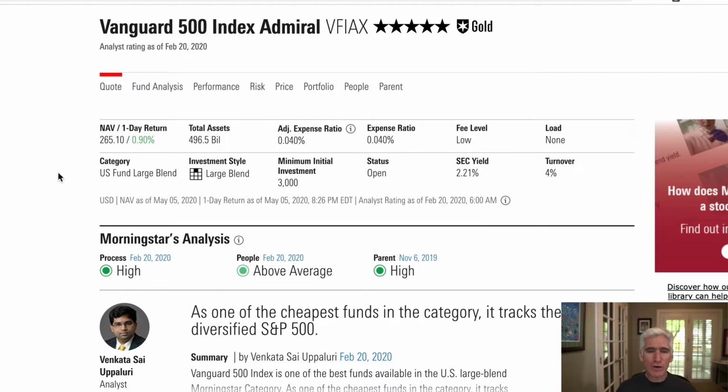For the most part, I'm focused on the expense ratio. I don't know that I invest in any mutual funds where the adjusted expense ratio is different, but certainly if you're evaluating a fund and it is different, you'll want to do your best to understand why. Fee level is just Morningstar's assessment of how the fees of a given mutual fund compare to the industry as a whole. As you can tell here, 4 basis points is extremely low, and that's reflected in the fee level.